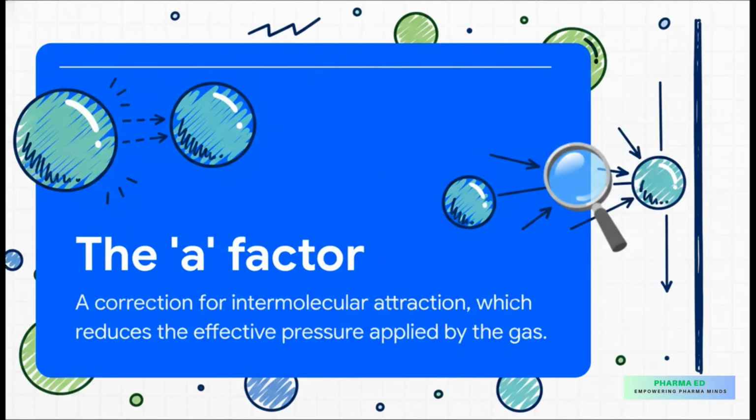Let's break it down. The A factor, that's all about attraction. Picture a molecule flying towards the wall of a container. In a real gas, all its little buddies are pulling it back, right? So it doesn't hit the wall with as much force as it would have. This A term just corrects for that. It adds that lost pressure back into the equation.